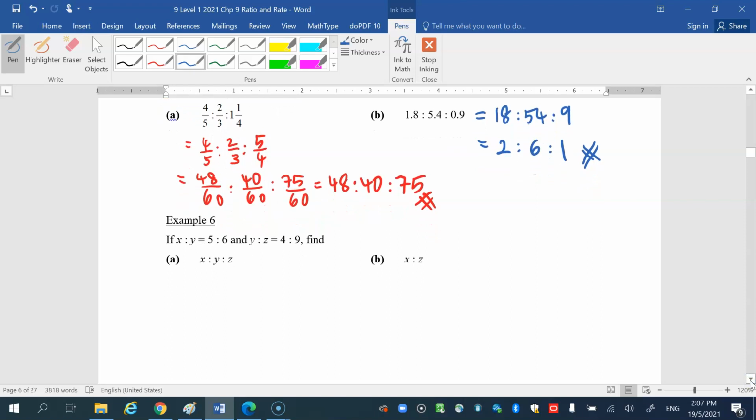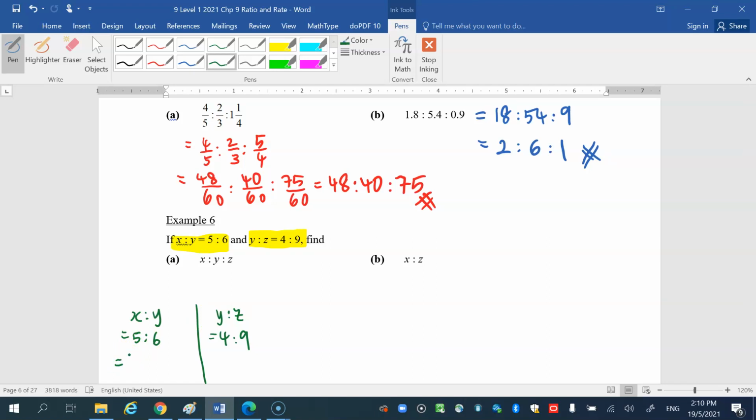The question says, if x is to y is equal to 5 is to 6 and y is to z is equal to 4 is to 9, find x is to y is to z. So how do we do this question? Now, I'm going to write it separately here. x is to y is 5 is to 6, and then y is to z is 4 is to 9. Now the y is common for both, right?